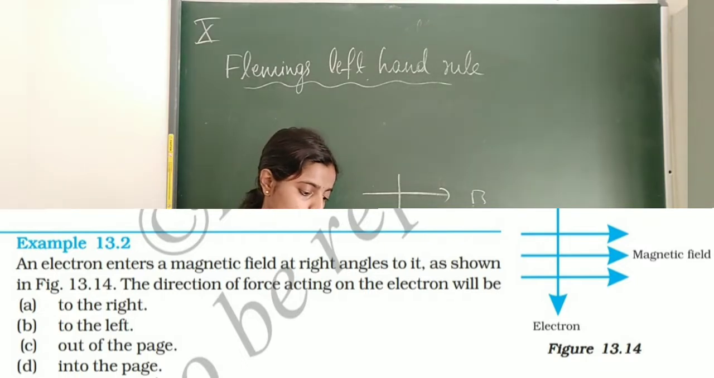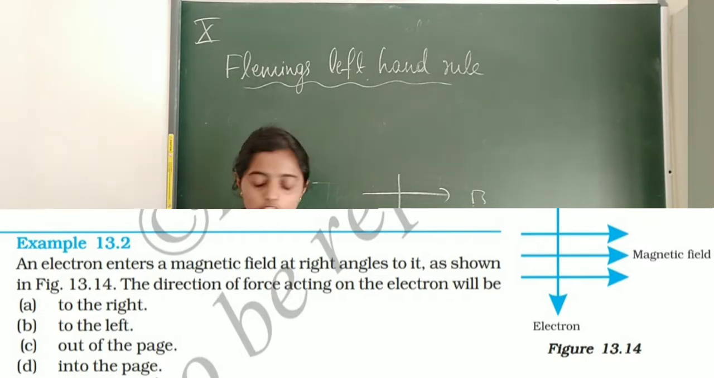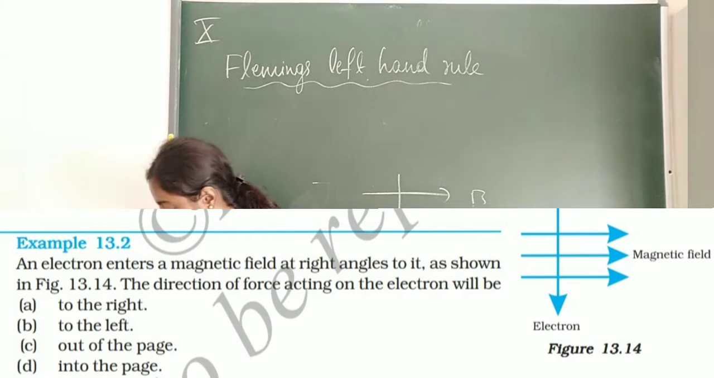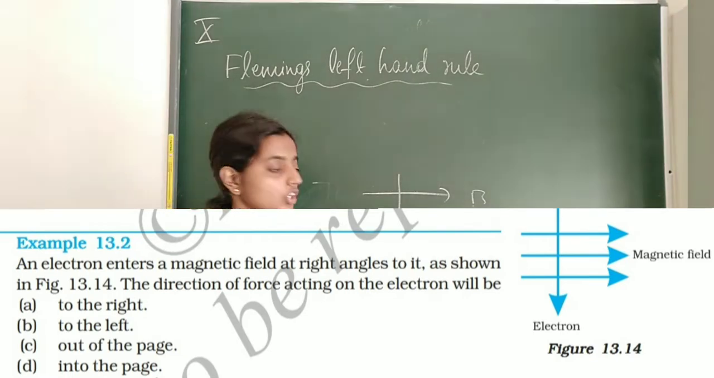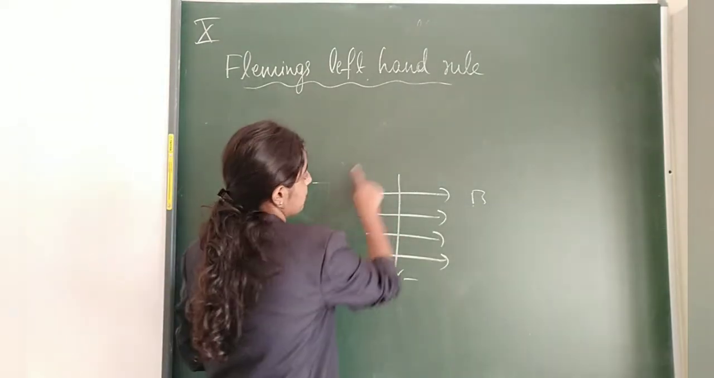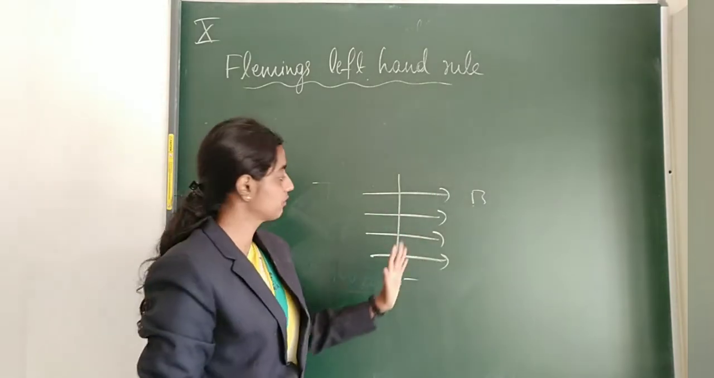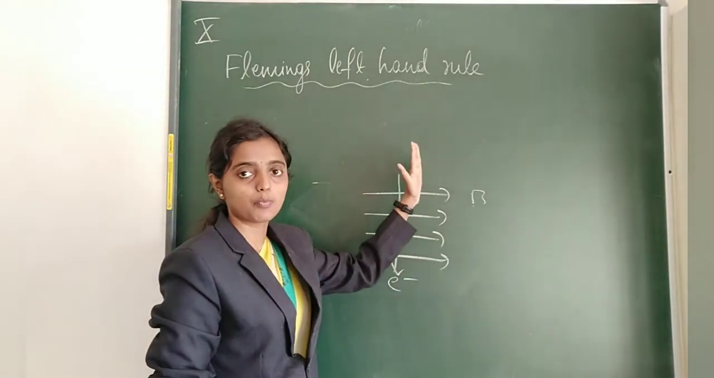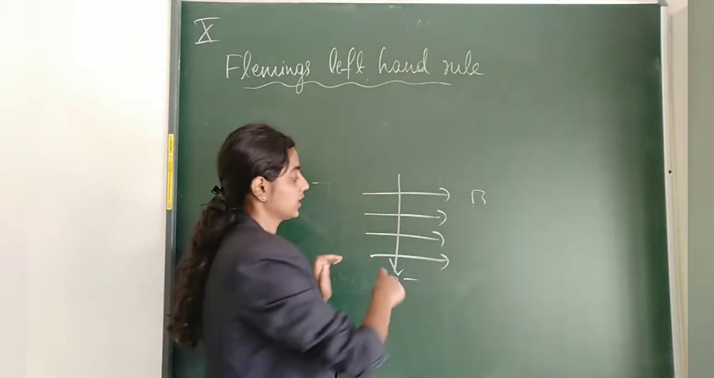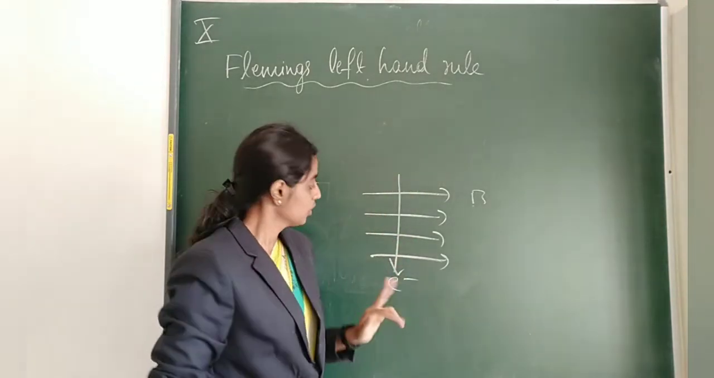All we need to find out is the direction of force acting on the electron, and they have given four options. Into the page: let us consider this is a page, if it comes downwards, then let it be into the page. If it goes up, it will be upwards, that is above the page. This is right and this is left.